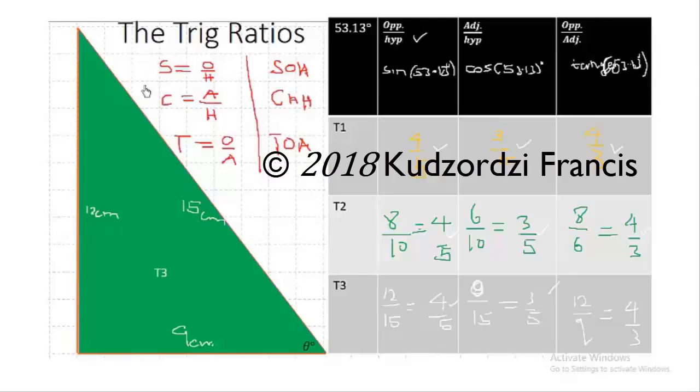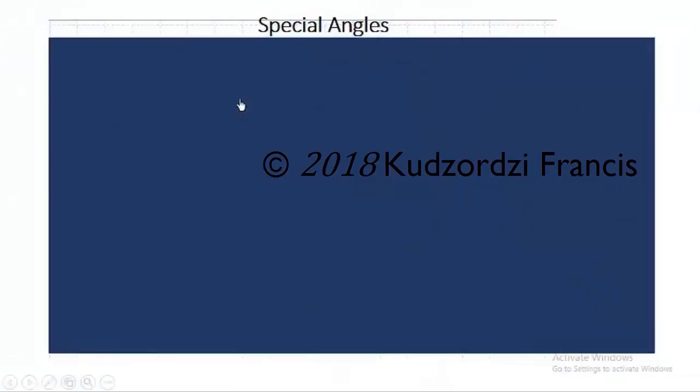You must commit these mnemonics to your memory because it can help you in our subsequent lessons. Special angles. There are some angles that we need to know their trig ratios. We use diagrams to derive these angles. So we are going to start with the square.